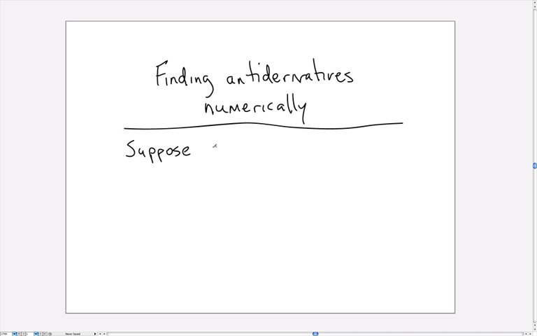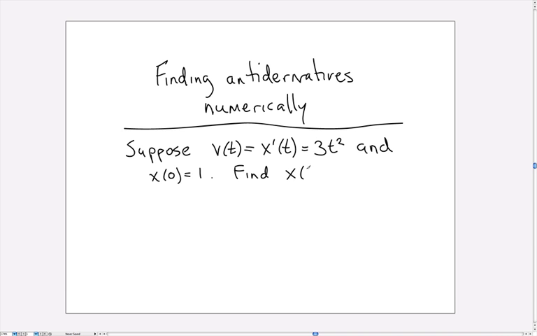So let's suppose that we're given a velocity as a function of time of some particle, and we know that that will be the derivative of the position, and we're told that it is equal to 3t squared, an easy enough function to take an antiderivative of. So we're also told that x at 0, the initial position of the particle, is 1. So given this information, let's find the position of the particle x at time 3.